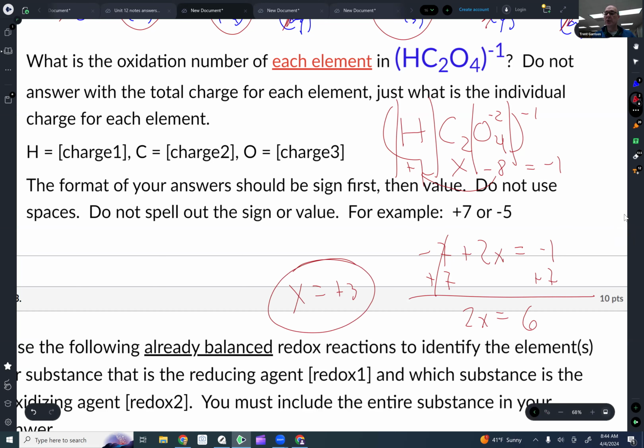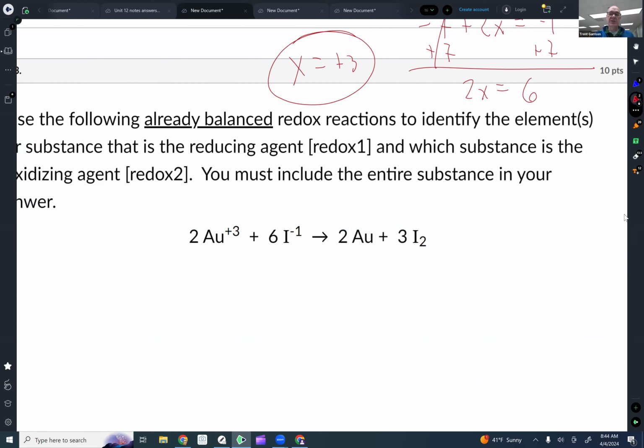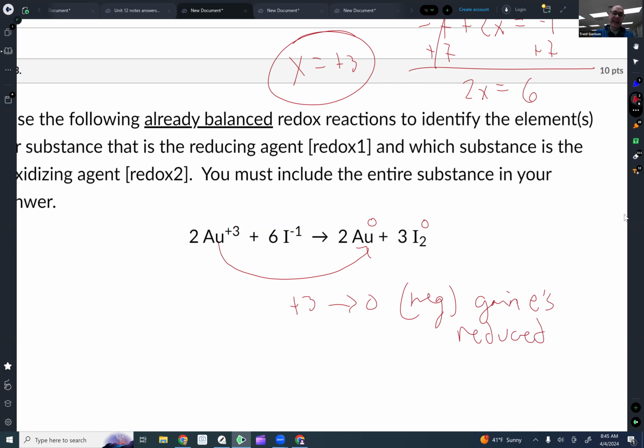All right, moving on. Number 3. So now I want you to write out who is the oxidizing agent, who is the reducing agent. So what we got to know is that any elements by themselves are 0. So this element, gold is going from a +3 to a 0. That's becoming more negative. So it means it is gaining electrons. So if you gain electrons, that means you are being reduced, meaning that you are the oxidizing agent. And that's what it is asking for.